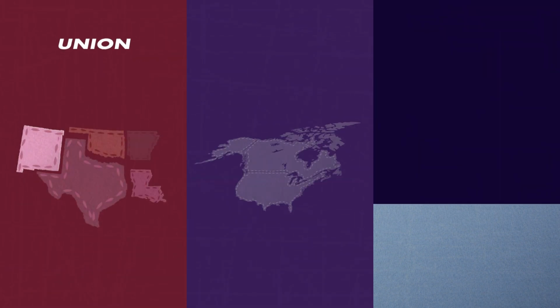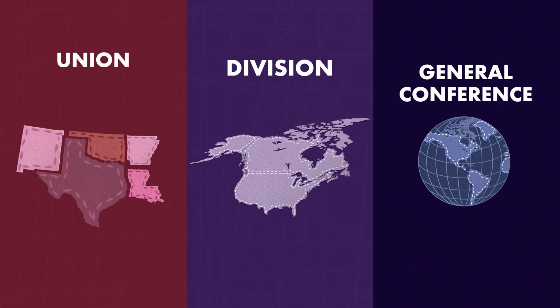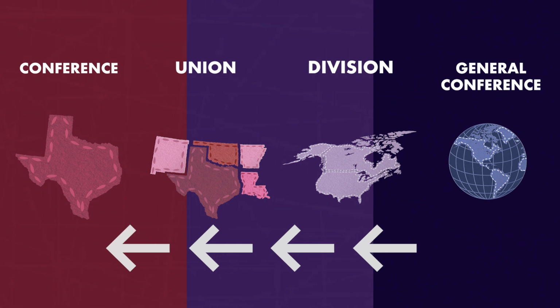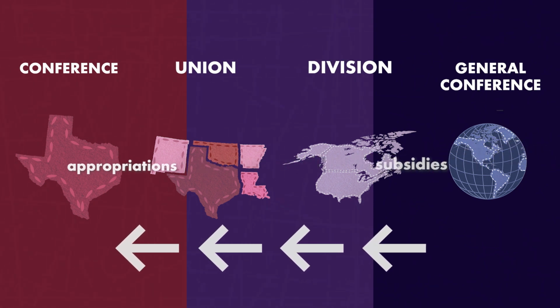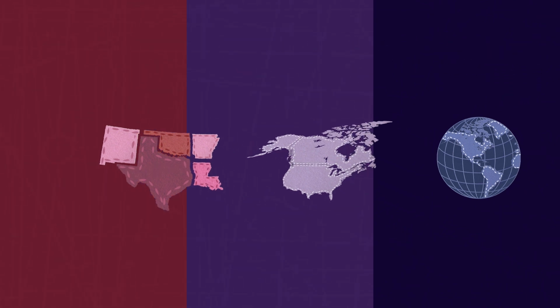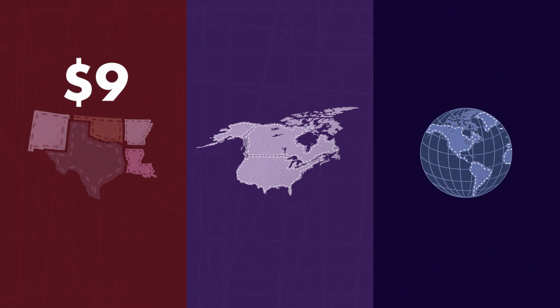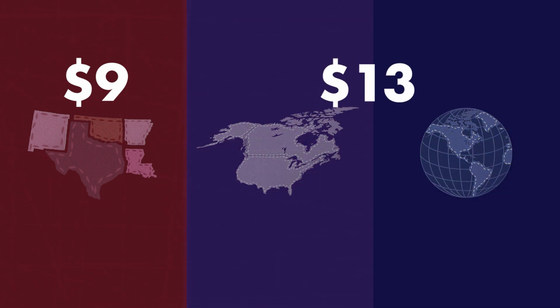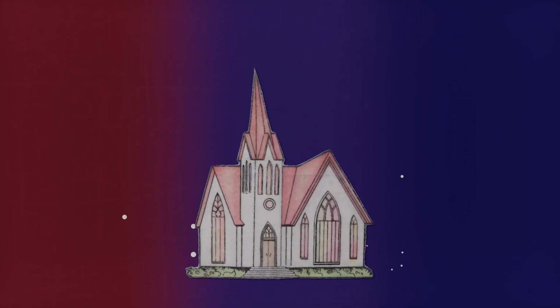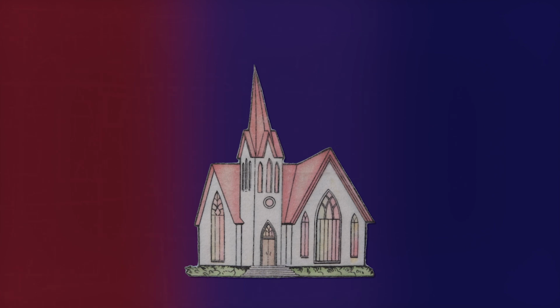But this is only part of the story, because the unions, divisions, and the General Conference return a significant portion of their original share directly and indirectly back to the conferences in the form of appropriations, subsidies, resources, and services. So when we talk about the $9 that goes to the union and the $13 that goes to the NAD and GC, it doesn't all stay there. Much of it is reallocated across the church based on needs and provides invaluable services that would otherwise be unaffordable by individual conferences.